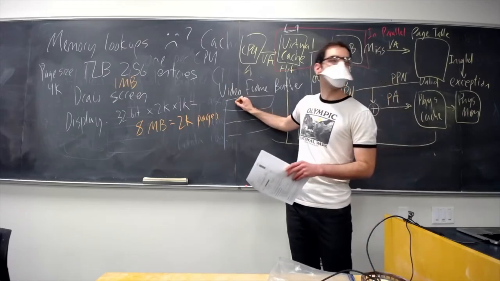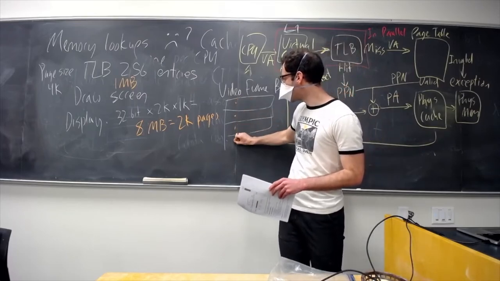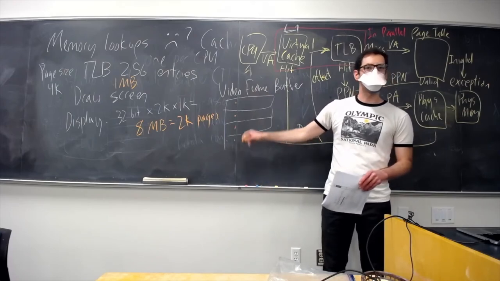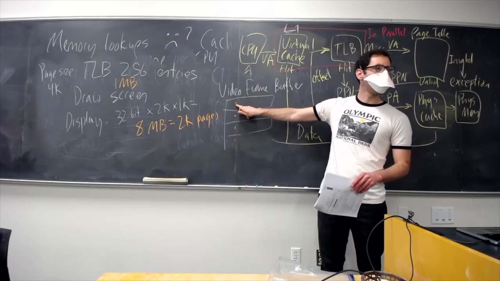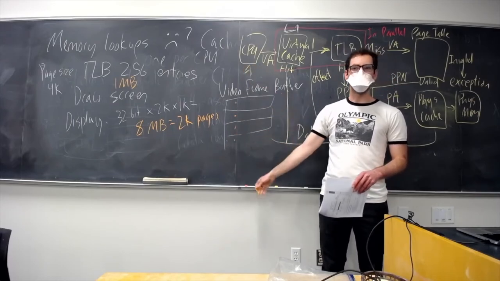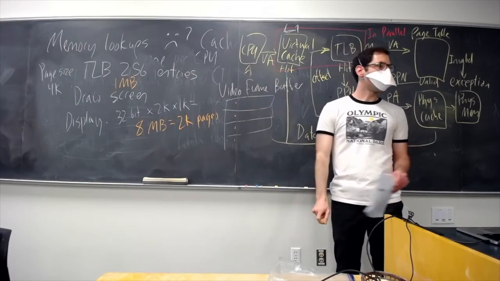If we're drawing a vertical line, which would involve a pixel here, and here, and here, and here, now we're really sad, because this is TLB miss, TLB miss, TLB miss, TLB miss, nothing but misses, if we are accessing the data to draw a vertical line on the screen.